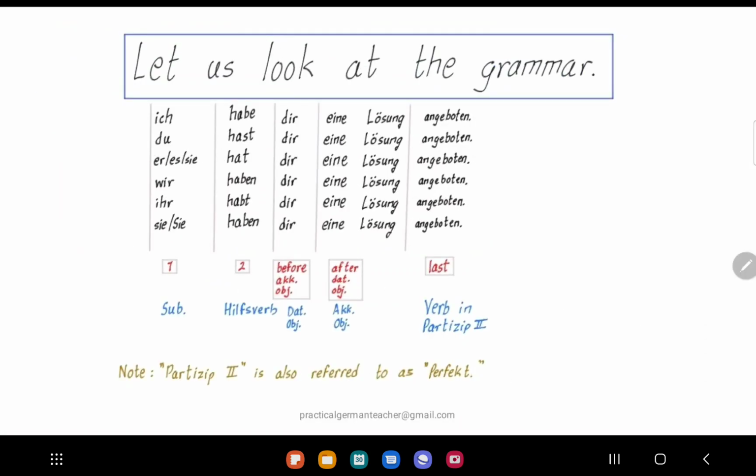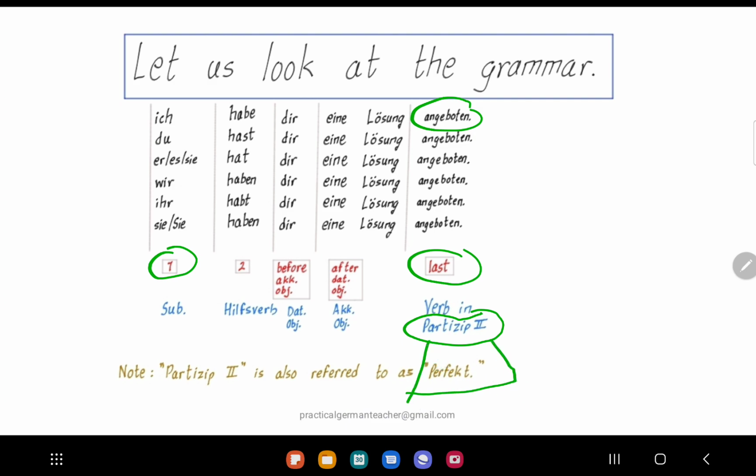So what happened over here is that at the first position you have the subject. At the last position you have the verb angeboten. Let's call it Partizip II. Okay, so it is in Partizip II format. What is Partizip II? It's also referred to as perfect. You don't have to know that. You just think of it as a different way of saying the verb.